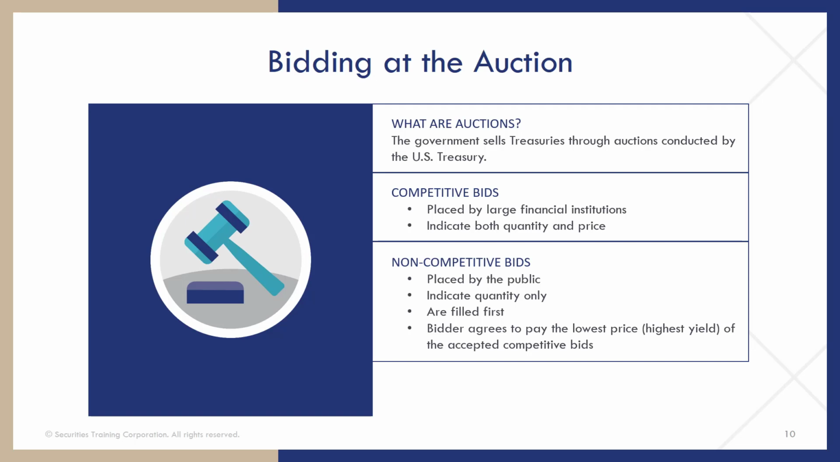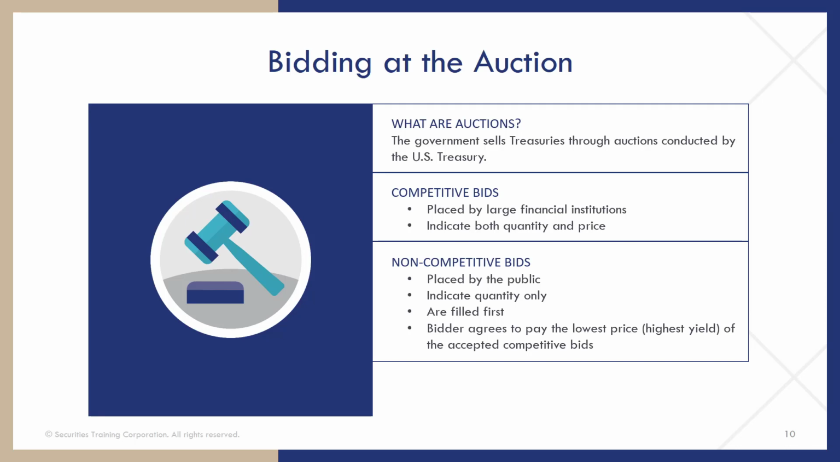So what they're indicating is only the quantity, and the bidder agrees to pay the lowest price or highest yield of the accepted competitive bids. So what they do is they set these non-competitive bids aside. You can think of it as they are awarded first, but we don't know the price until we look at the competitive bids. So they set them aside, then they look at the competitive bids, which determine the price. We'll look more at this in a second.